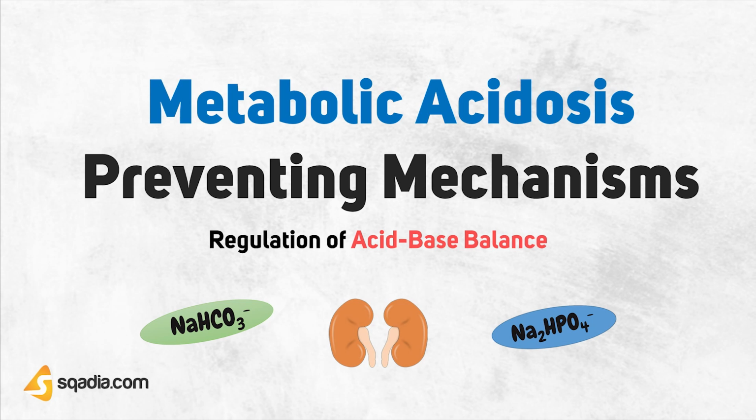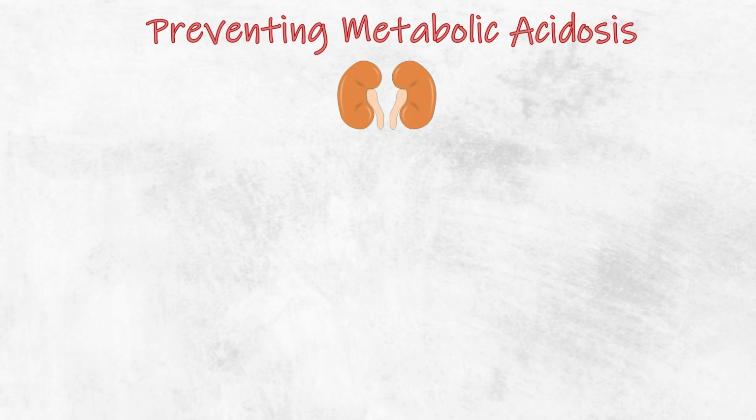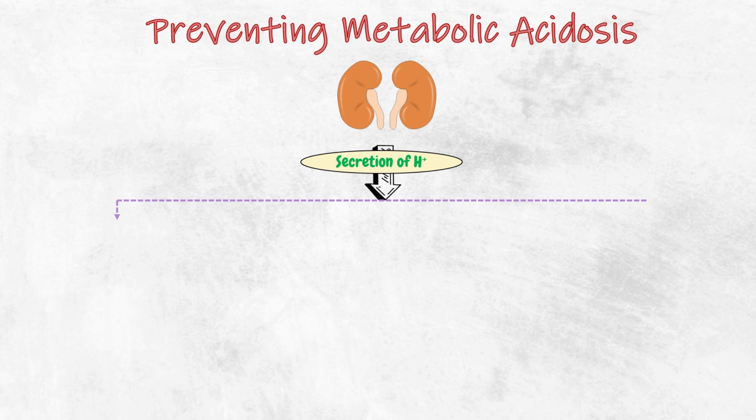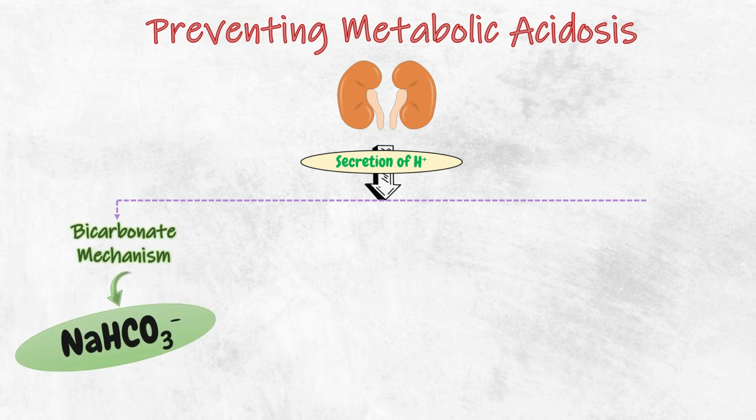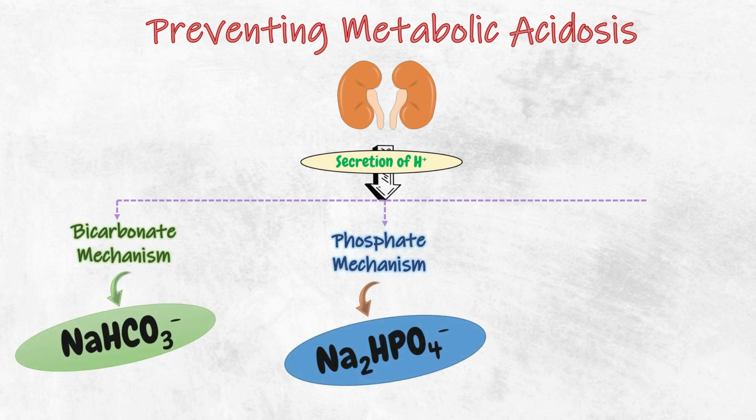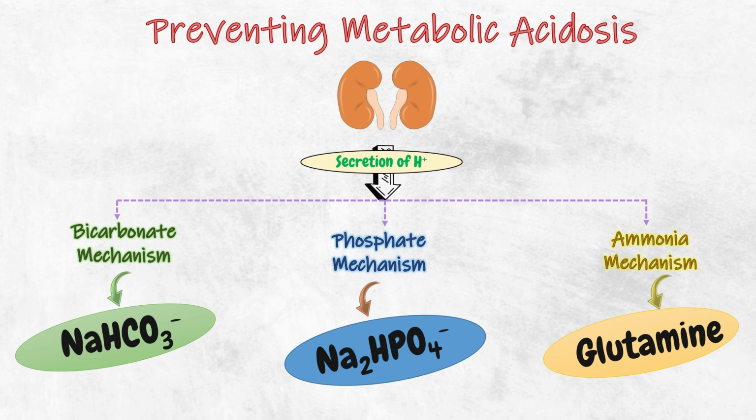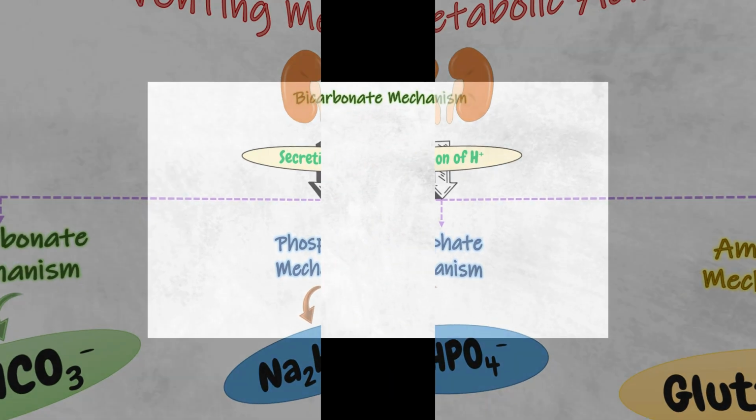In this section, we will talk about the mechanisms involved in preventing metabolic acidosis. Kidney plays an important role in preventing metabolic acidosis by excreting hydrogen ion. Excretion of hydrogen ion occurs by three mechanisms: bicarbonate mechanism, phosphate mechanism, and ammonia mechanism. Let's discuss the bicarbonate mechanism.